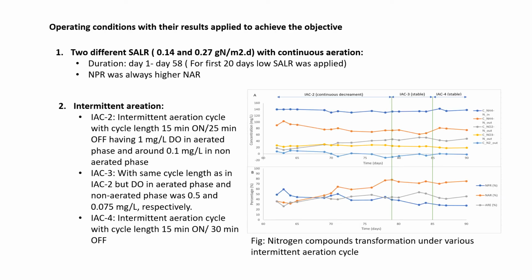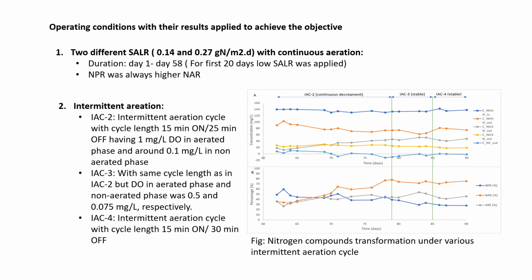To achieve the objective, the reactor was first operated with 2 different SLR under continuous aeration. Although the DO was low enough to suppress the NOB and the free ammonia was higher than the inhibition range of NOB, NPR was always higher than NAR. This means high activity of NOB. This result was due to either the growth of Nitrospira or the limited thickness of the biofilm. However, to confirm this, detailed microbial analysis should be carried out.